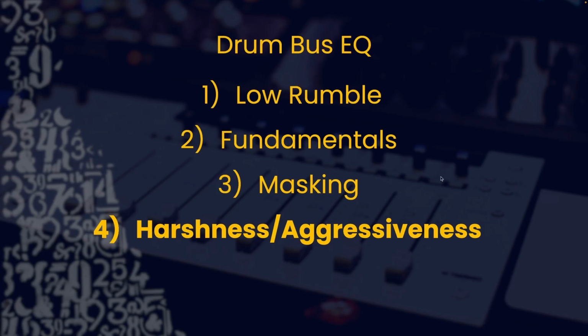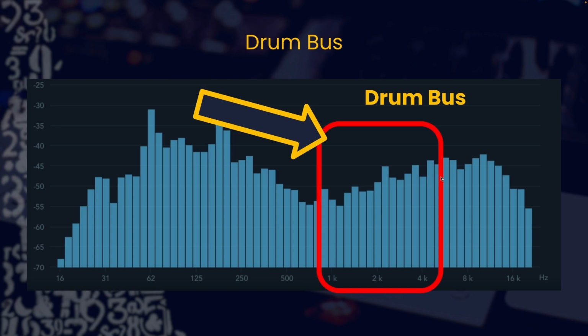All right, and then the last one is harshness. Aggressiveness is going to be in this kind of 2 to 3K range. Again, if we want it to be more aggressive, we might end up boosting here, or if it's sounding a little bit harsh, we might be cutting here as well.